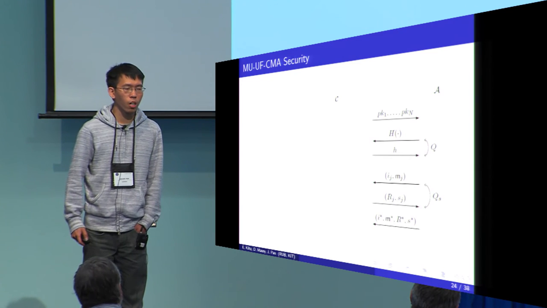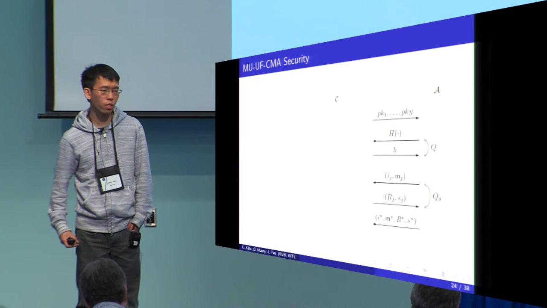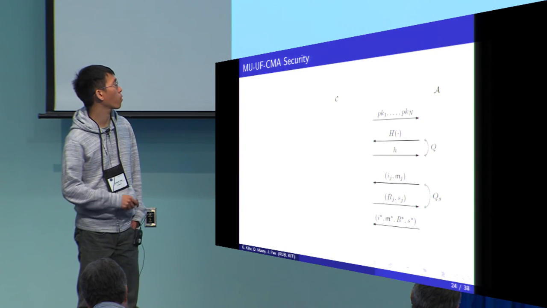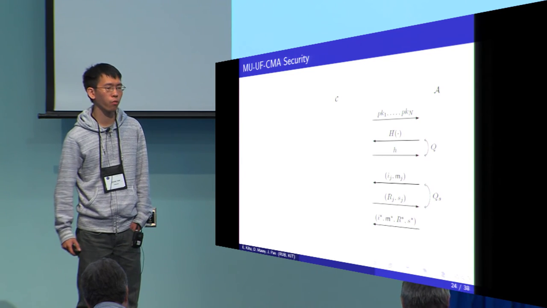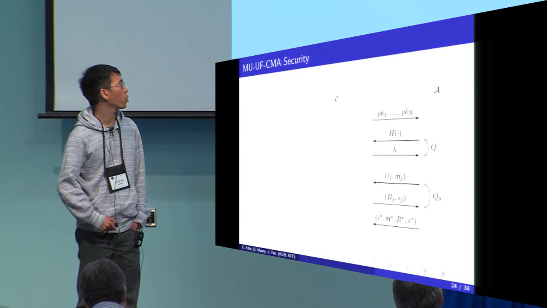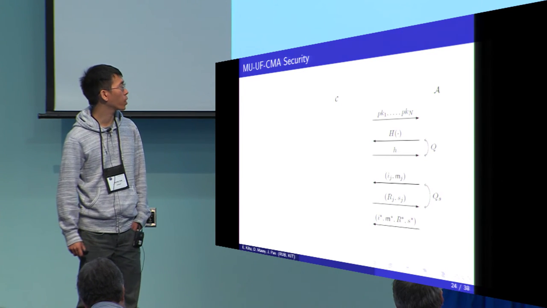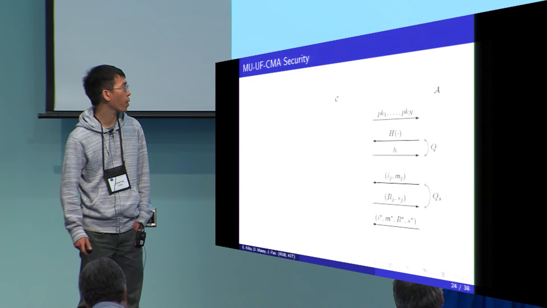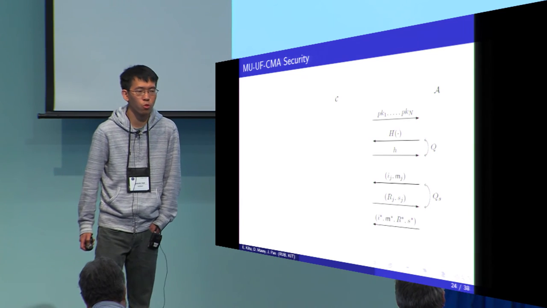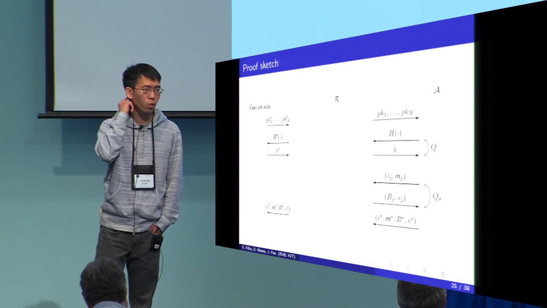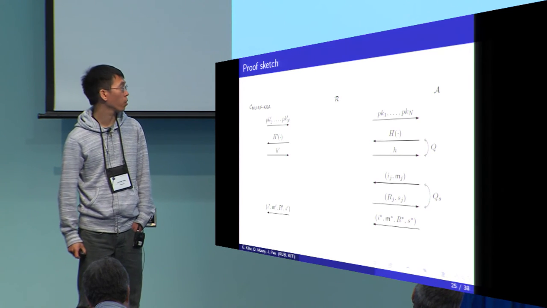So now I'm going to first define what it means for UF-CMA in the multi-user setting, which is somehow straightforward. You have n public keys, and you are in the random oracle model, so you can make random oracle queries, and also you can ask for signing under the public key PK_ij. And then you get back the signature, and then you send the forgery. Okay? It's straightforward. Going forward, I'm going to construct a reduction which can break the UF-KOA in the multi-user setting.